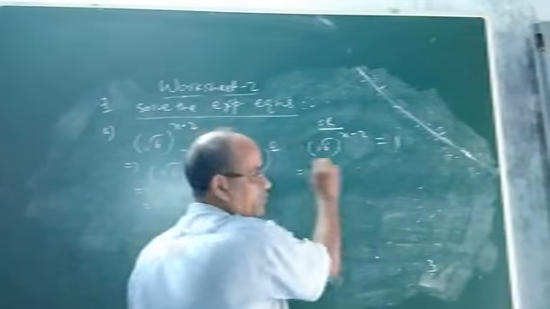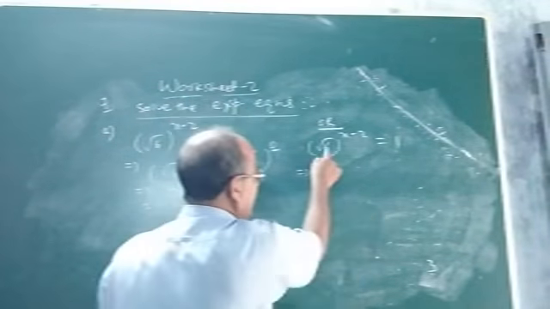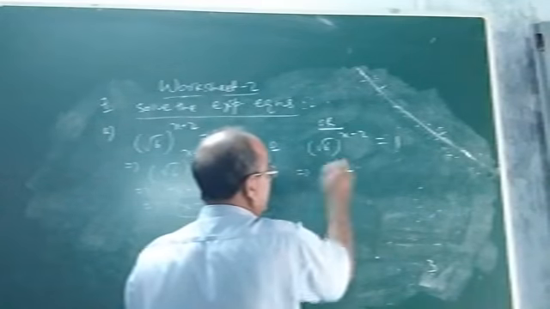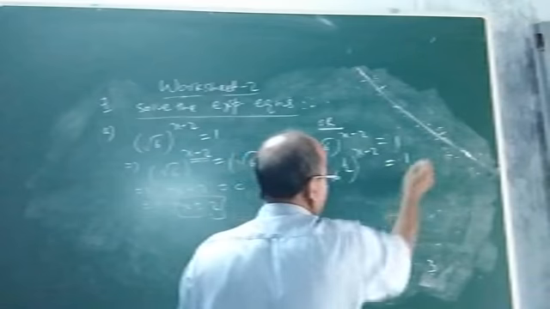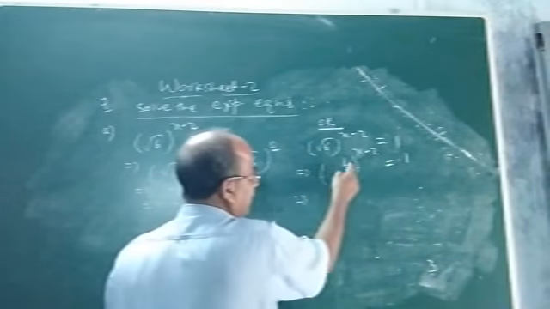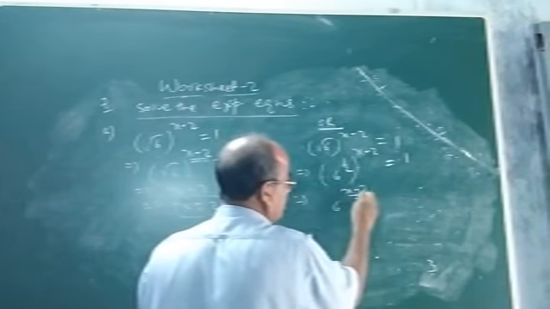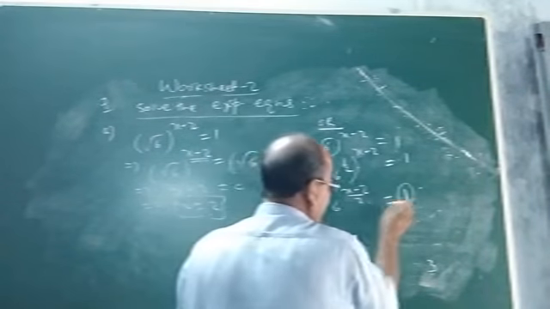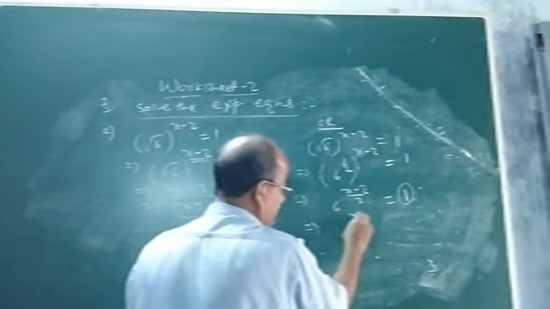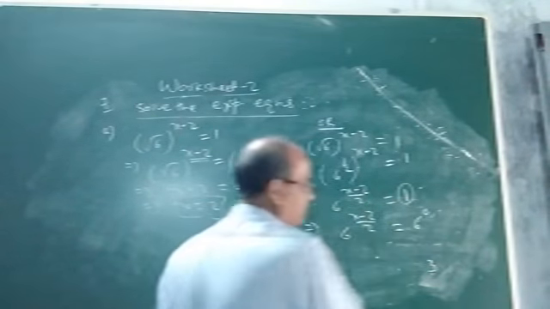Square root of 6 means it is 6 to the power 1 by 2 in exponential form. So 6 to the power 1 by 2, whole to the power x minus 2, equal to 1. Now omit the bracket, the exponents will be multiplied: 6 to the power (x minus 2) by 2 equal to 1. Now this 1 can be written as 6 to the power 0.